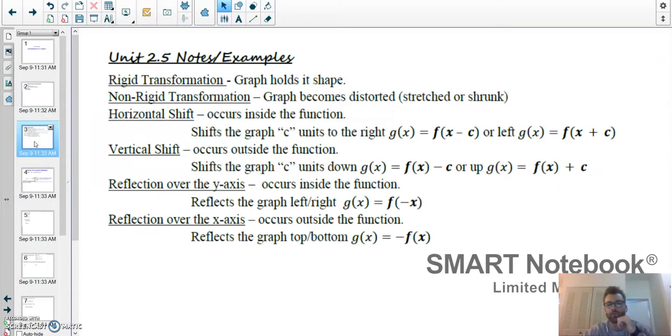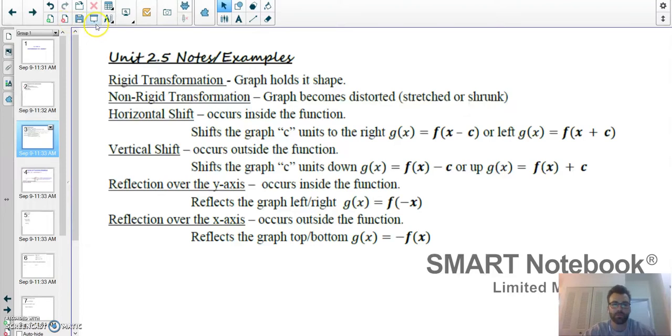We're talking about rigid transformations. So the graph today is going to hold its shape. Our next video, we'll talk about non-rigid, where our graph becomes a little bit distorted and it stretches and shrinks.